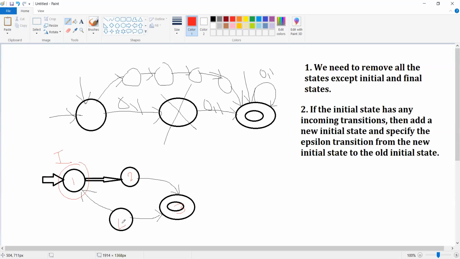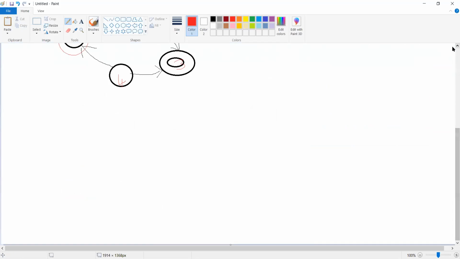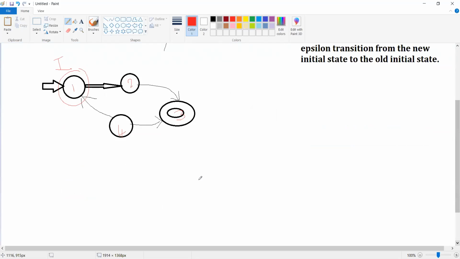Now for my initial state 1, I have one incoming transition from 4. As the initial state has an incoming transition, I need to introduce a new initial state. The rest of the states are going to remain as they are.